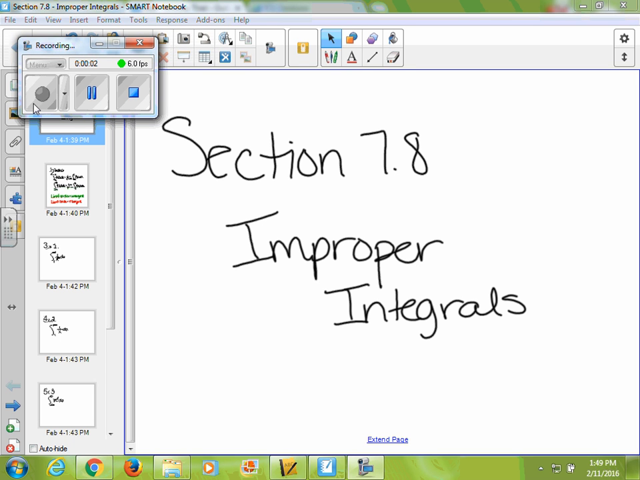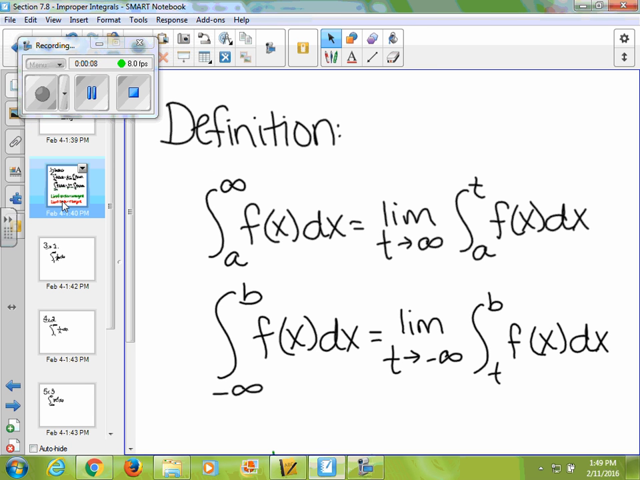Okay, so we're going to look at our last section of Unit 7, which is looking at improper integrals, which are integrals that either end at infinity or start at negative infinity.